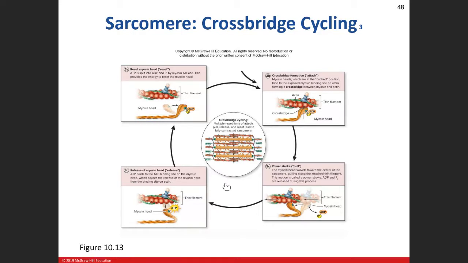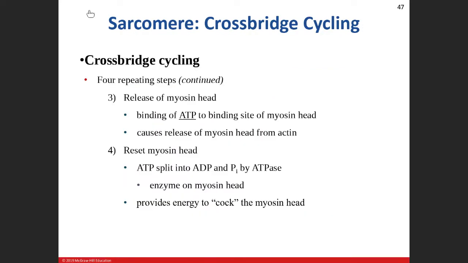So phase 4, or step 4, excuse me, is us resetting that myosin head. We need to reset the myosin head for another power stroke. As we do that, we hydrolyze the ATP. That means that we break it down into that ADP and that inorganic phosphate.